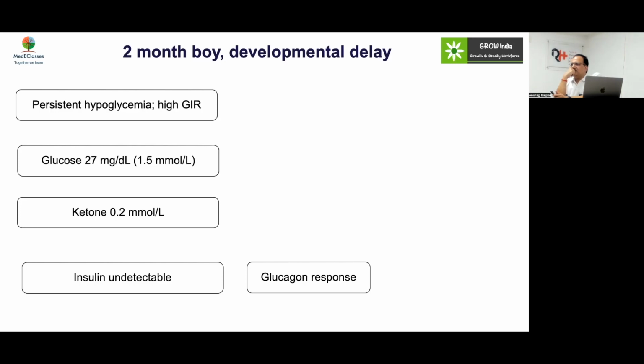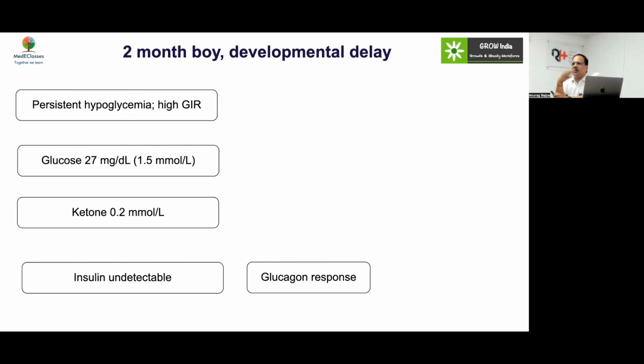Resistance? Resistance will cause hyperglycemia. Why will it cause hypoglycemia? So what does it mean? Insulin is not there, but it's working. So in 2 months, which antibody?